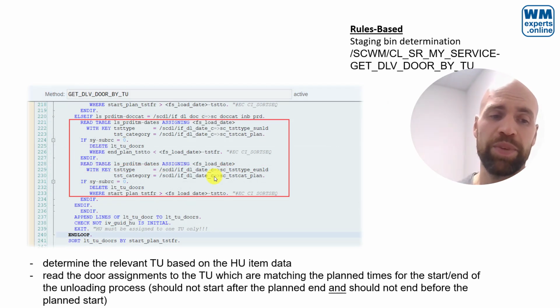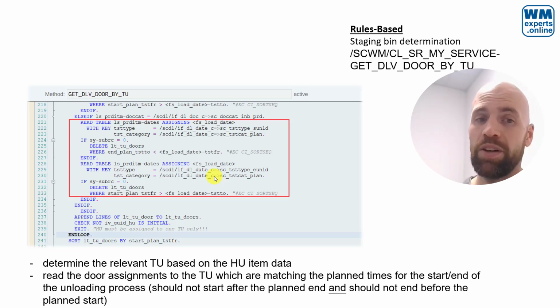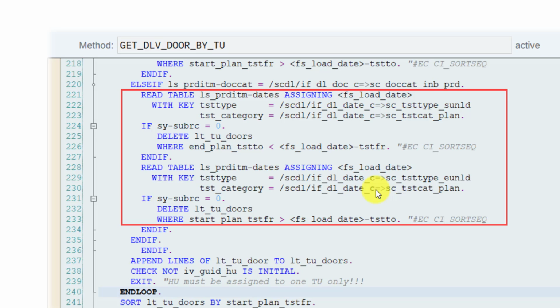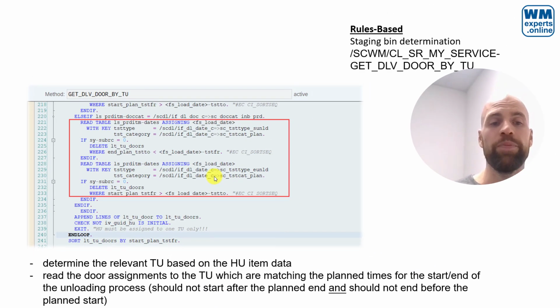And the first thing that's happening here, and that's where it differentiates itself from the access based on the delivery item, it reads a door, and it reads the door from the TU. Now, you might know that you can assign multiple doors to a TU, and along with the door, you can assign the planned times for start and the end of the unloading process for the door. And the TU itself has a planned start and a planned end for the unloading process, and the same is true for the door.